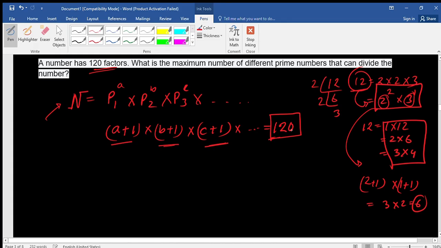So 120 is divisible by these numbers, a plus 1, b plus 1, c plus 1. We don't know how many numbers there are before 120, but at least we know that a plus 1, b plus 1, c plus 1 are factors of 120. So let's find the factors of 120. If you prime factorize 120, what do you get?